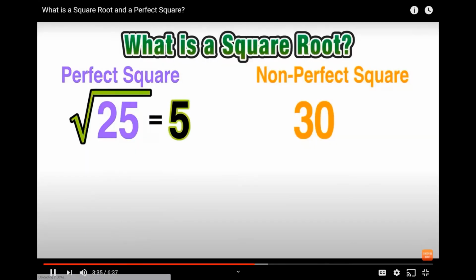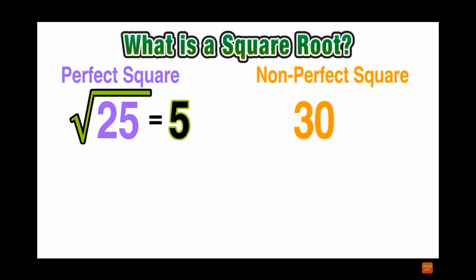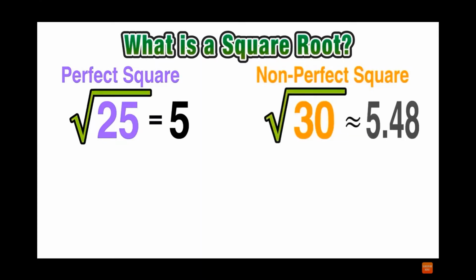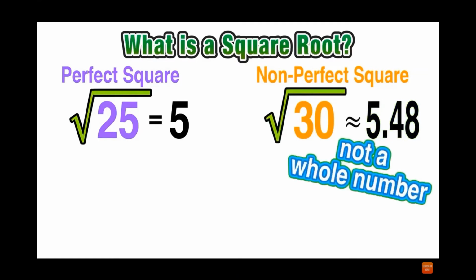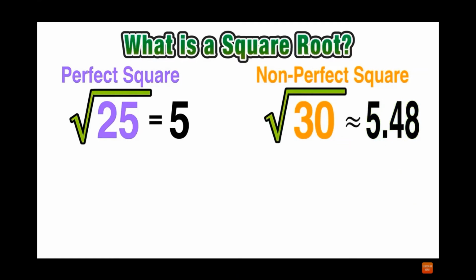And the square root of 25 is equal to 5, which is a whole number, so by definition, everything works out. A non-perfect square, 30, if I take the square root of 30, I get approximately 5.48, which of course is not a whole number. So there is no whole number that we can square to get to 30 the way that we can square 5 to get to 25.